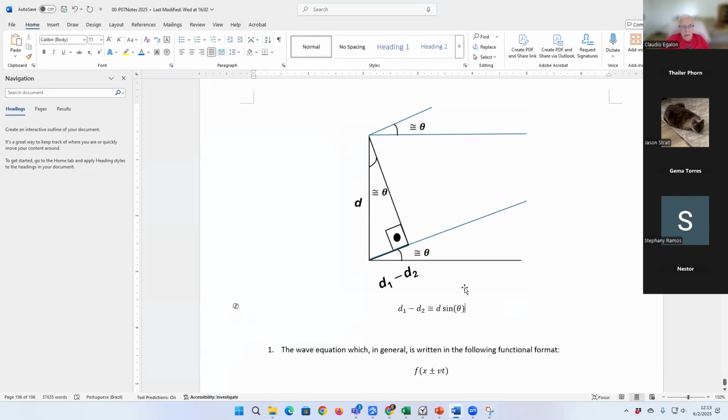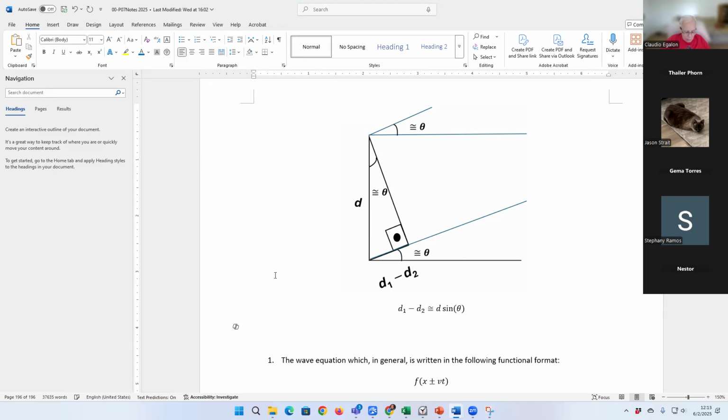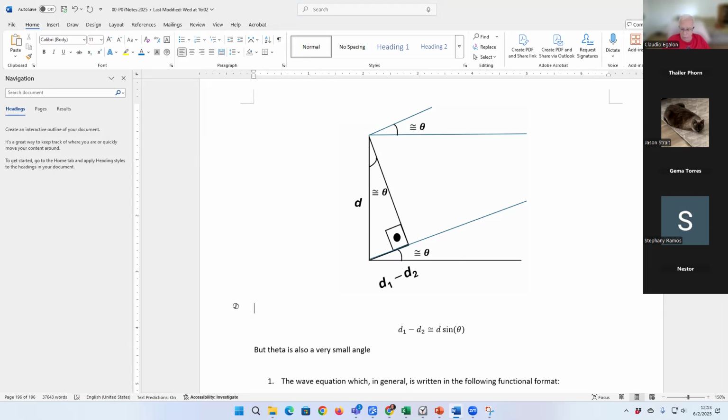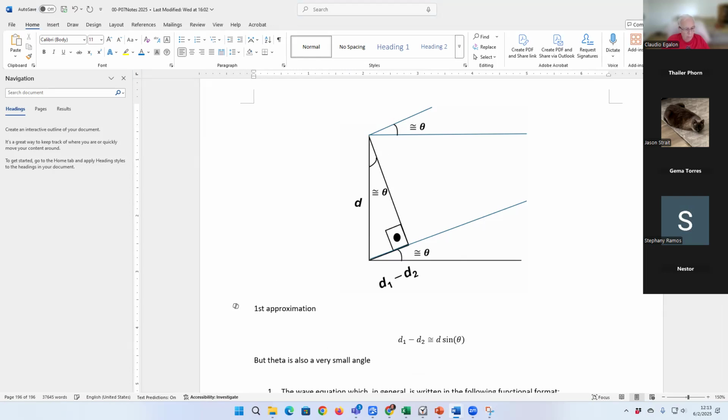But then, because this angle here is very small, theta is also a very small angle. So let's keep track of every approximation. First approximation, one.